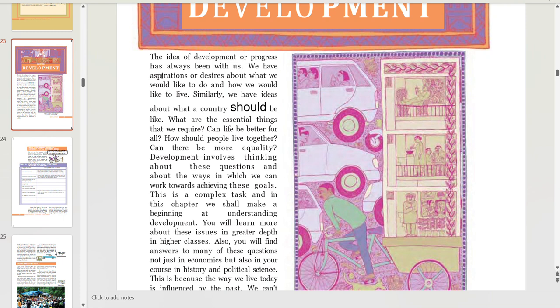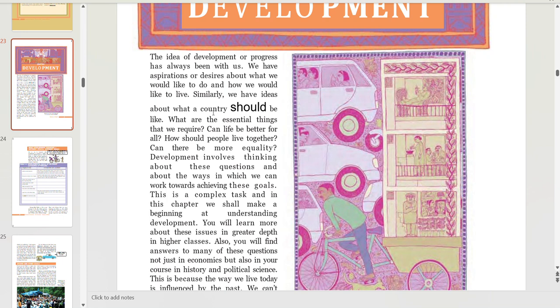So we have aspirations or desires about what we would like to do and how we would like to live. Every person has dreams and goals about their future. Some want a good education, some want a successful career, while others may wish for a peaceful and happy life. These desires motivate people to work hard and improve their living conditions. So development is meaningful because it helps people achieve these goals.